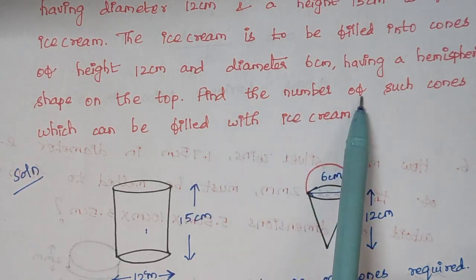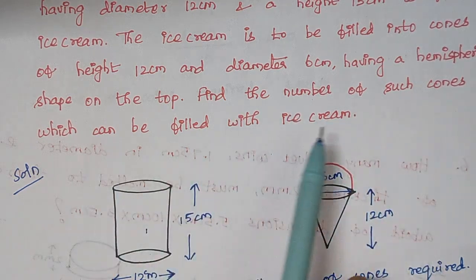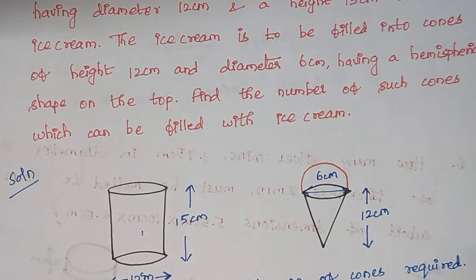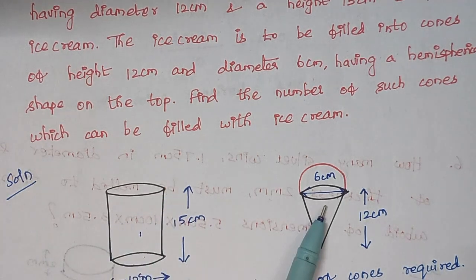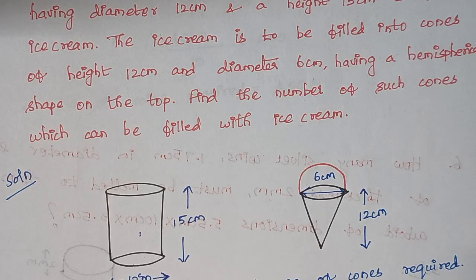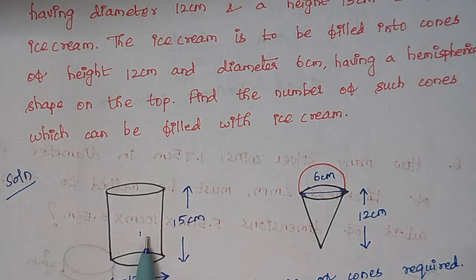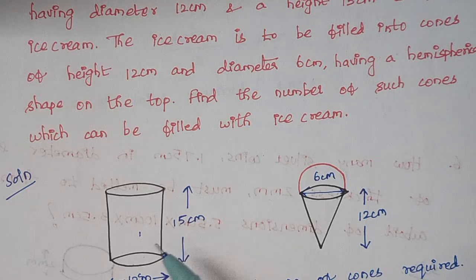Now find the number of such cones which can be filled with ice cream. So here we need to find the number of cones required to fill the ice cream which is in the cylinder, right? So now we are going to place the ice cream in the cylinder to the cones. Now we need to find how many cones do we require to finish the ice cream in the cylinder. Okay, that is the question. So again, here we are discussing about the cylinder and the cone.